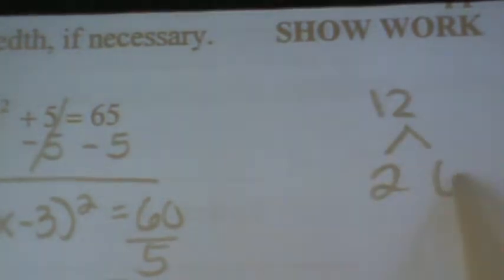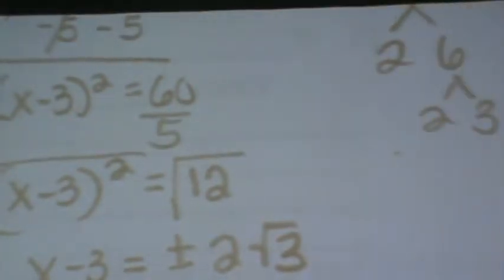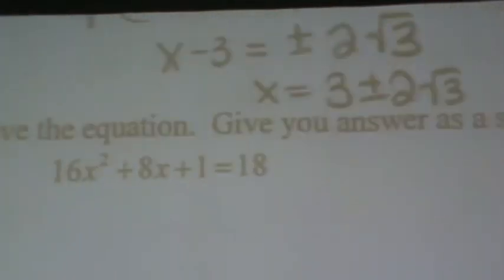Now you gotta be able to do this. 12. What times what is 12? 2 times 6. 2 times 3. So what is root 12? It's 2 root 3. What else? Then add 3. Now they're asking on this worksheet to give the exact and the estimated. Are these exact or are these estimated? I think these are exact. How do you estimate? You have to take a calculator and physically type in 3 plus 2 root 3 and 3 minus 2 root 3, okay? All right, next.